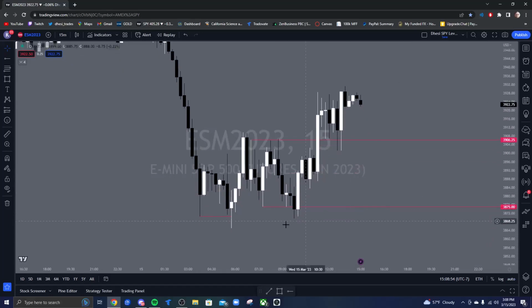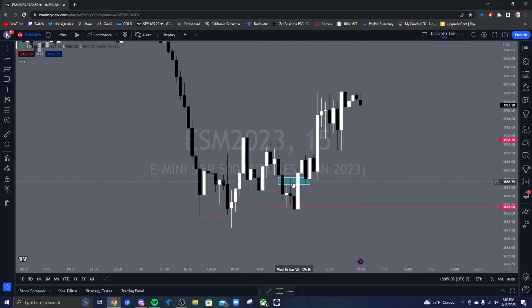So, like I said, we had this sweep here, and then we had this break of structure here on the 15. As you can see, these candles were holding on the 1-minute. It would be obvious structure. However, this structure broke and we had a fair value gap drawn out, something like this.